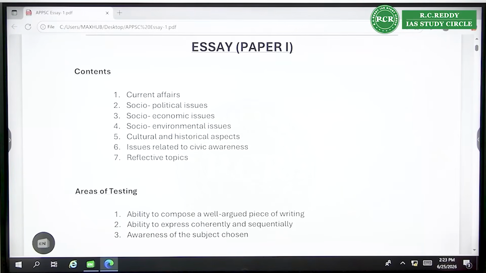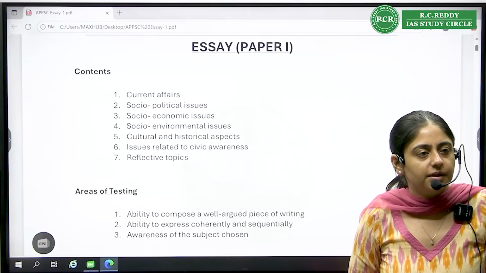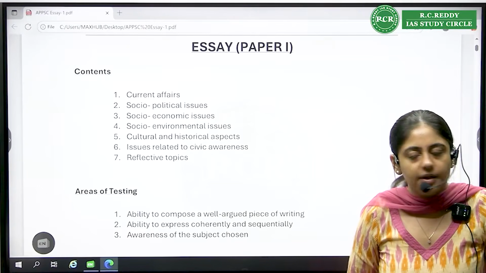We'll do topic wise, right? Current affairs, socio-political, then socio-economic. So all economy and economy-based essays, we'll divide it according to the sectors of economy. We'll do certain essays on agriculture, on industry, on service sector, so that we cover our bases. Now they can ask any question on agriculture, but we have already discussed certain material on it.